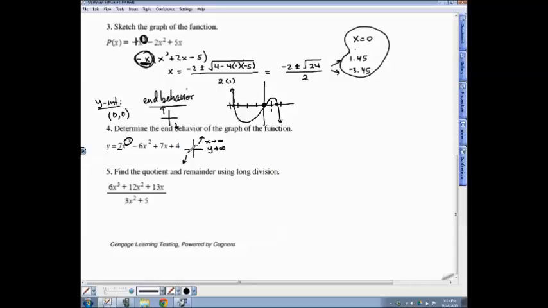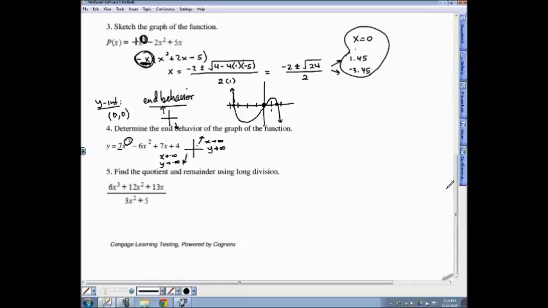Similarly, on the left side of this graph, as you're traveling in this direction, the x values are getting smaller and the y values are getting smaller, or more negative. So x is getting more negative, which means it's approaching negative infinity, and y is getting more negative, which means it's approaching negative infinity. So all four of those questions, question 1 through 4, section 3.2.